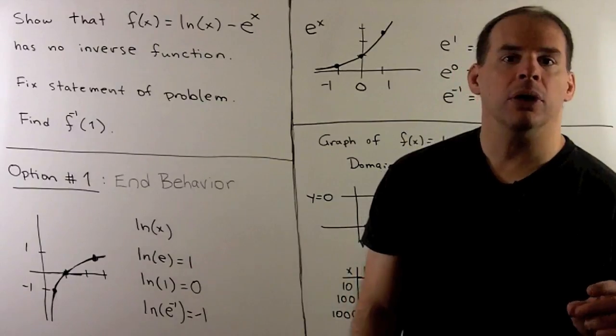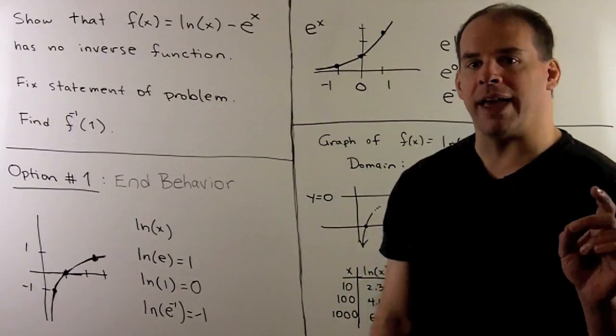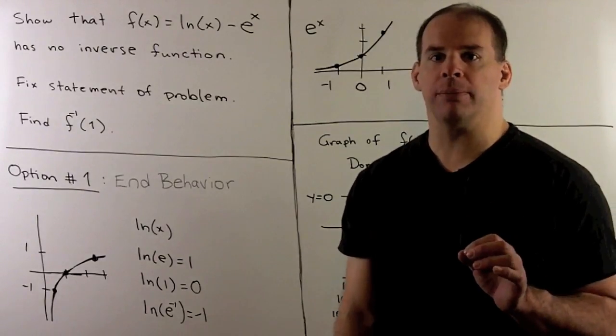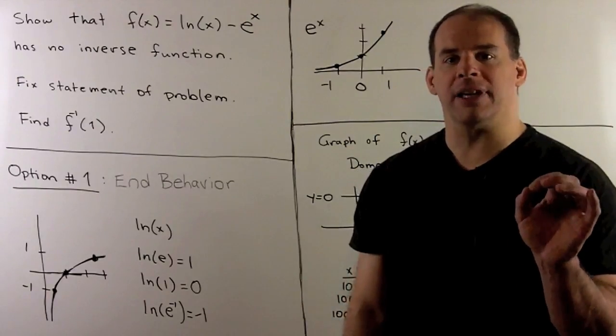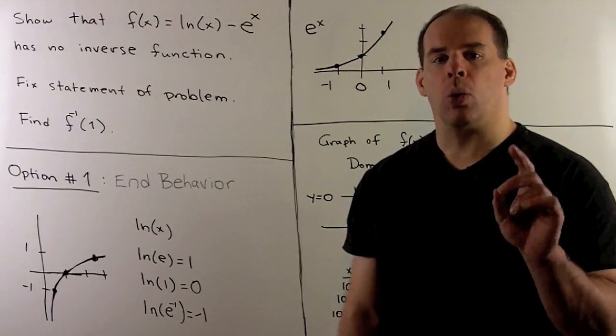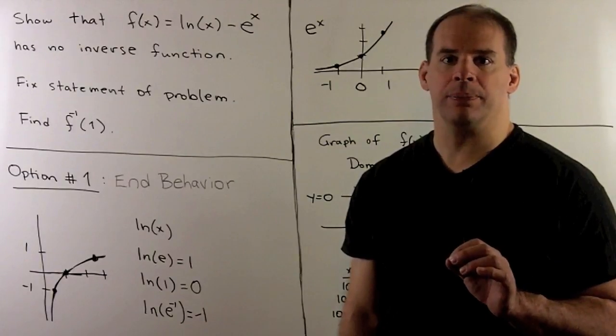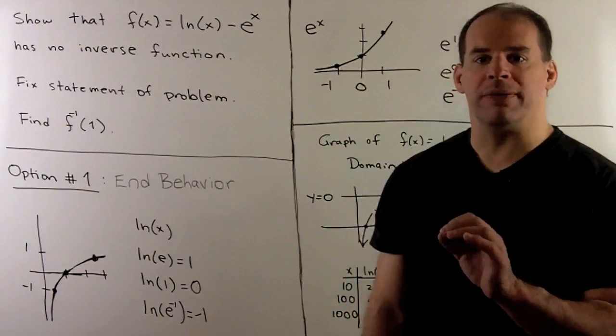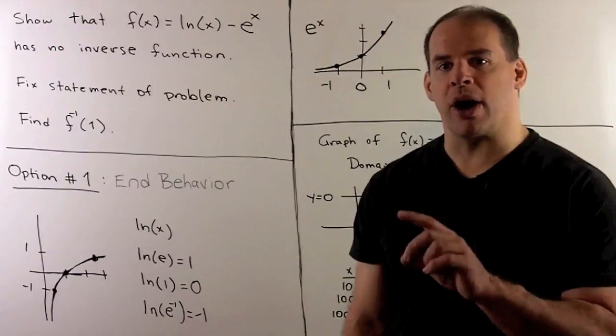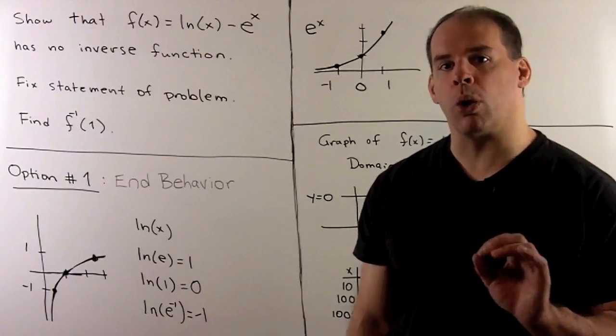Now, for the first part, I want to show that f of x has no inverse function. We want to show that f is not 1 to 1, or that the graph of f fails the horizontal line test. So that means we can find a horizontal line that cuts the graph of f of x in 2 or more places.